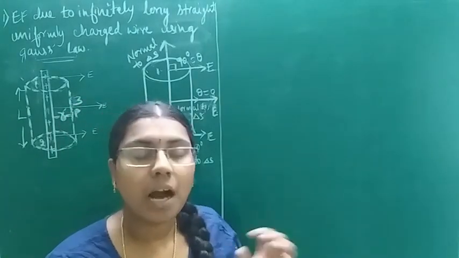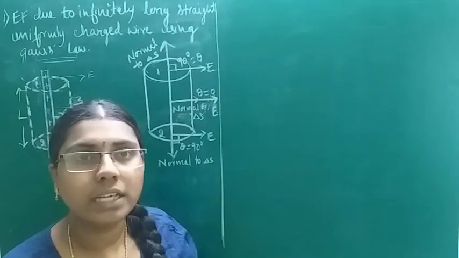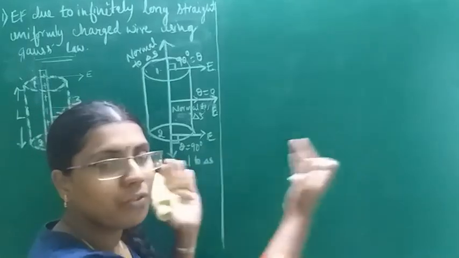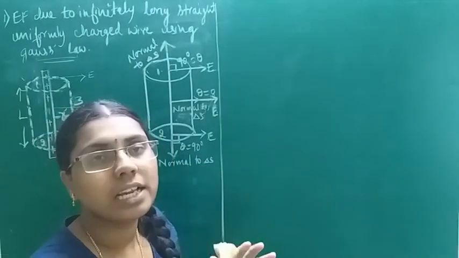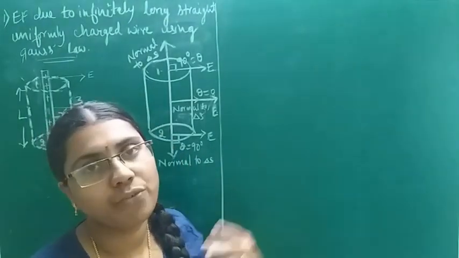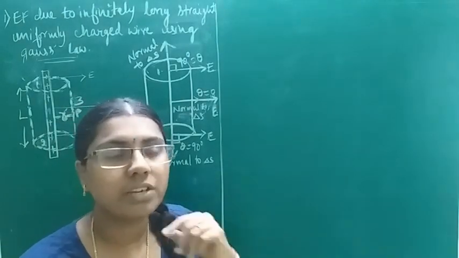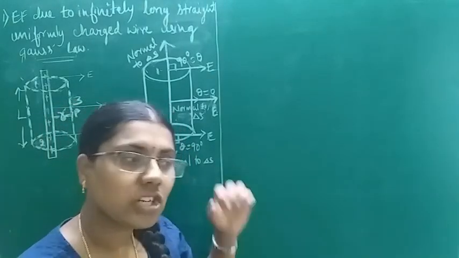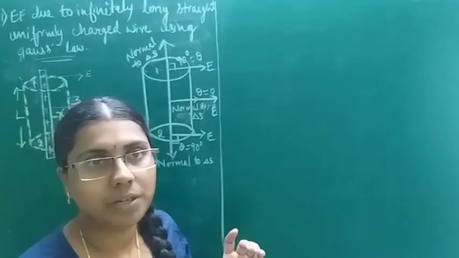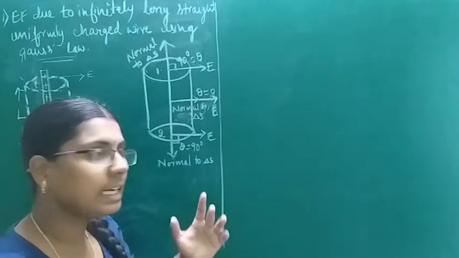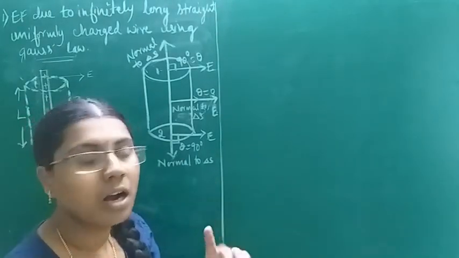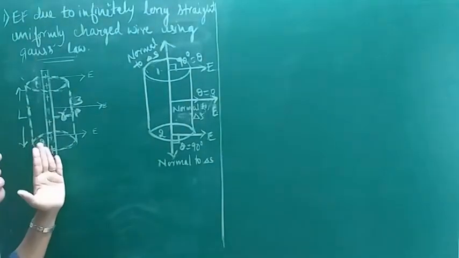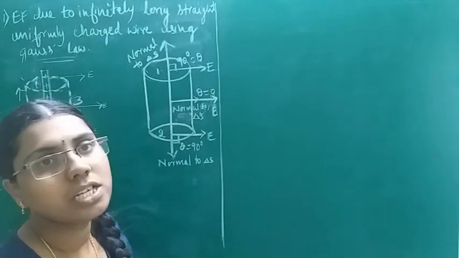And also we can apply Gauss law to find the electric field due to an infinite sheet. If it is uniformly charged, then we can find the electric field due to a uniformly charged infinite sheet. And also we can find the electric field due to a thin spherical shell. So these are the three applications that we discuss in our chapter. Okay, so let me explain in detail how we use Gauss law to find the electric field due to the infinitely long straight wire, the infinite sheet and also the thin spherical shell.